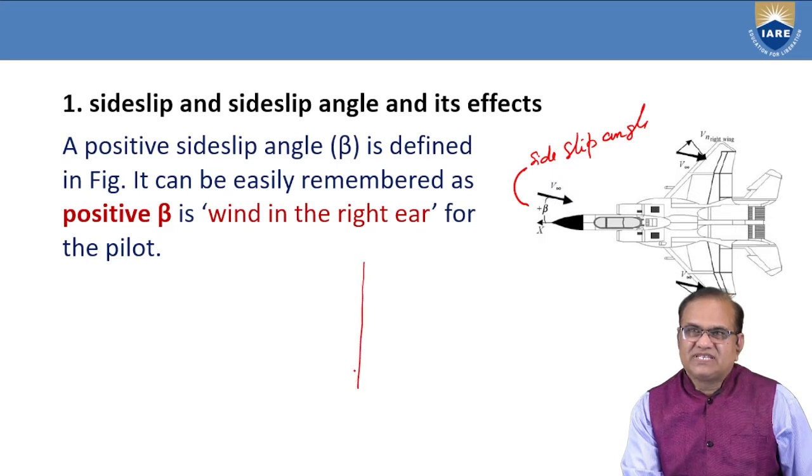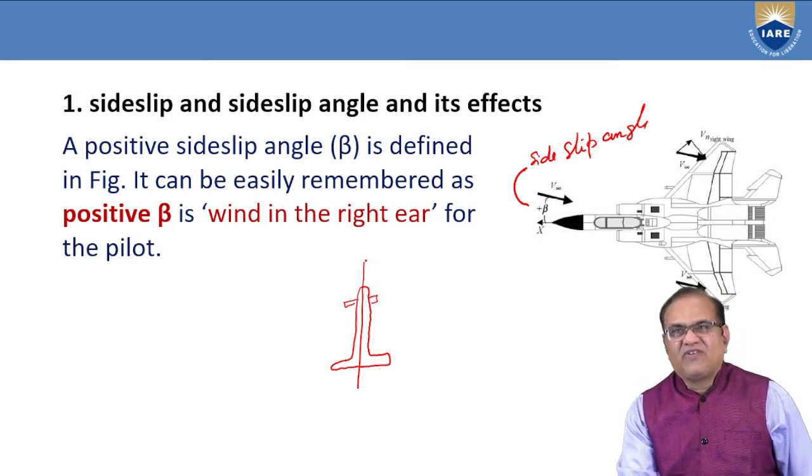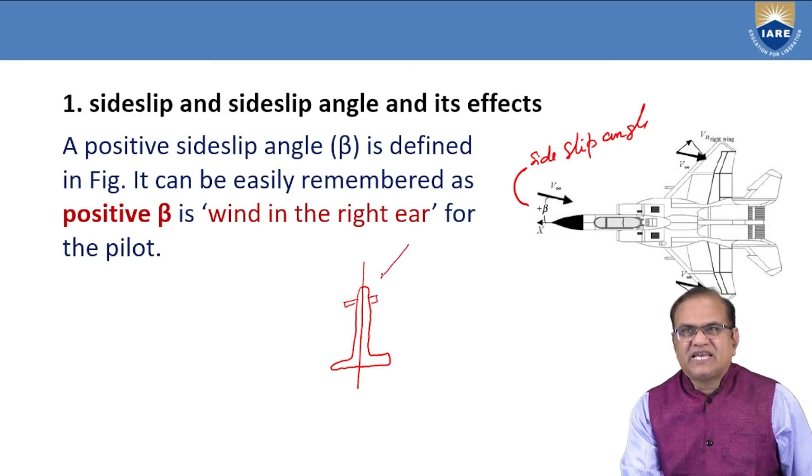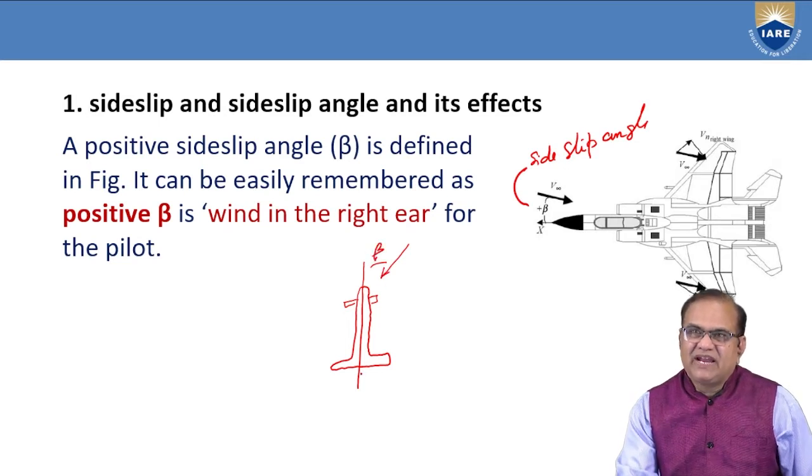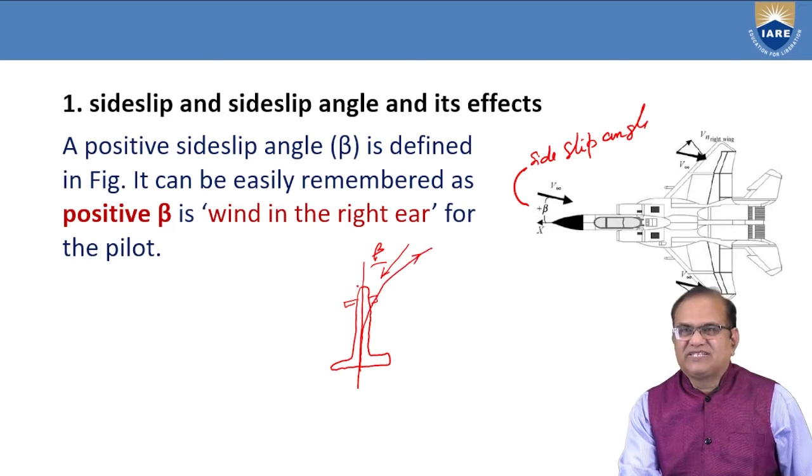If an aircraft is flying, it is a top view like this. If an aircraft is flying in this direction and a beta comes from this direction, then what will happen? The aircraft will start flying like this, not in this, because a force will act in this direction and this will try to drift the aircraft like this.